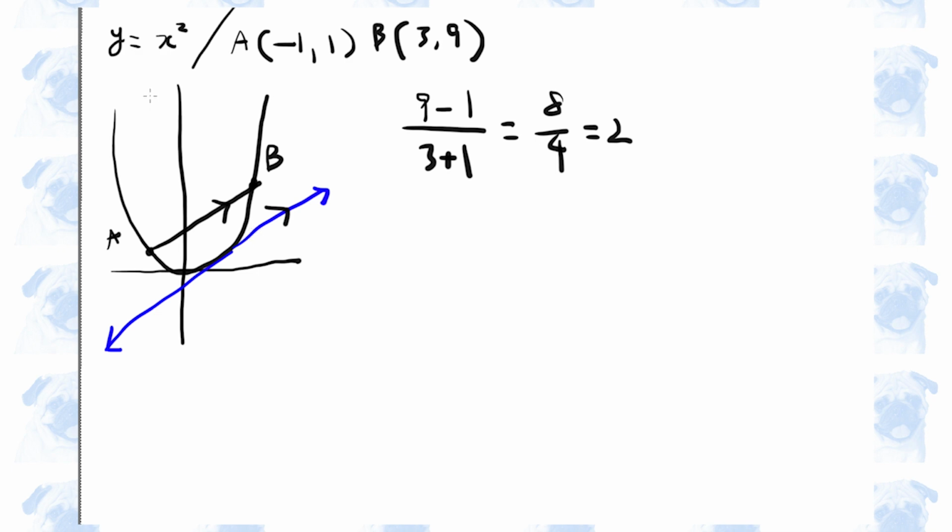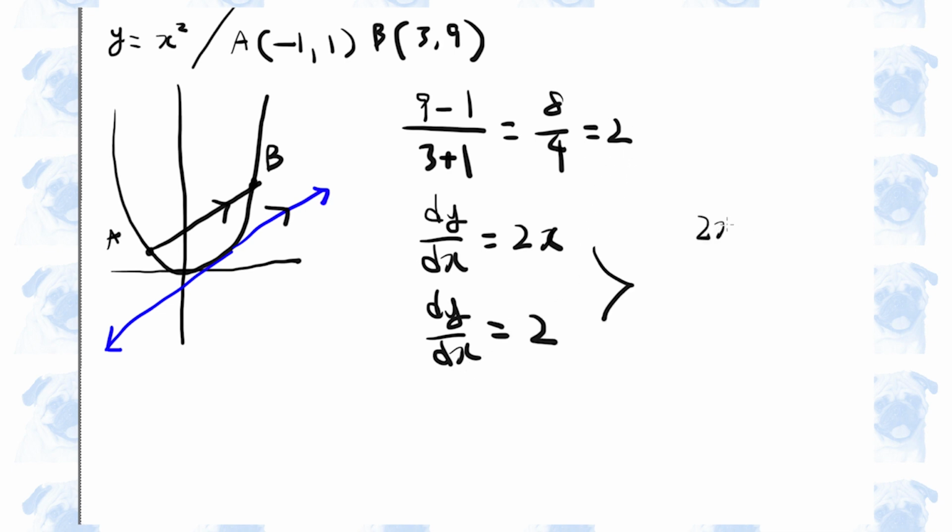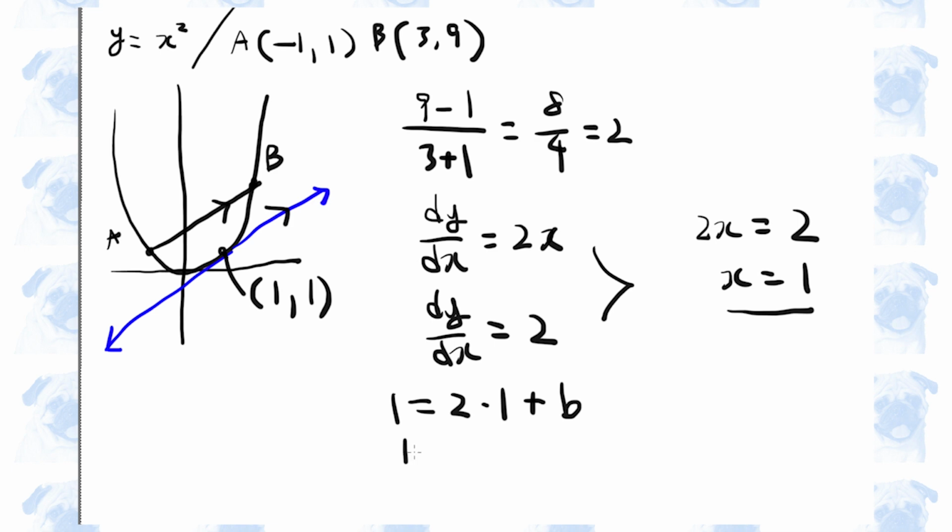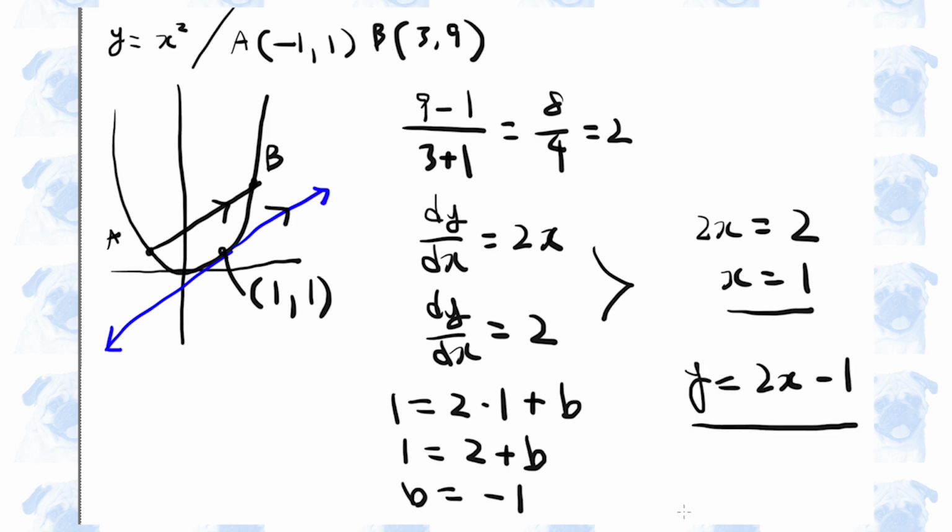Next, let's differentiate the equation of the parabola, and dy/dx needs to be equal to 2. Therefore, 2x is 2. At this point, where the x-coordinate is 1, and the y-coordinate is also 1, the slope of the tangent that goes through this point will be 2. So what is the equation of a straight line that goes through the point (1, 1) with the slope of 2? This is the equation of the blue line, and this is the final answer.